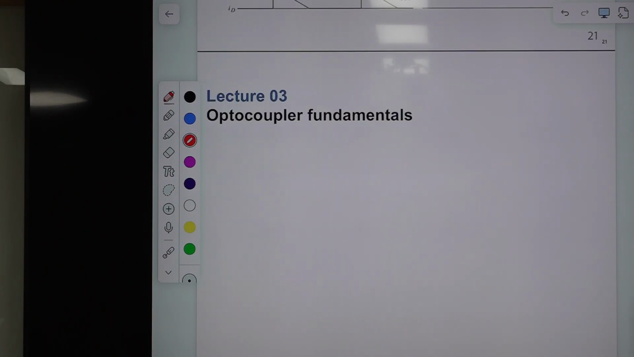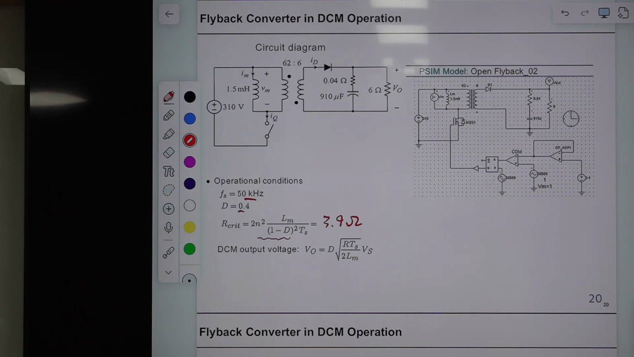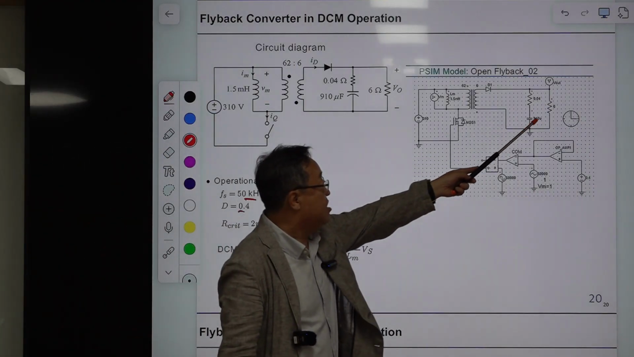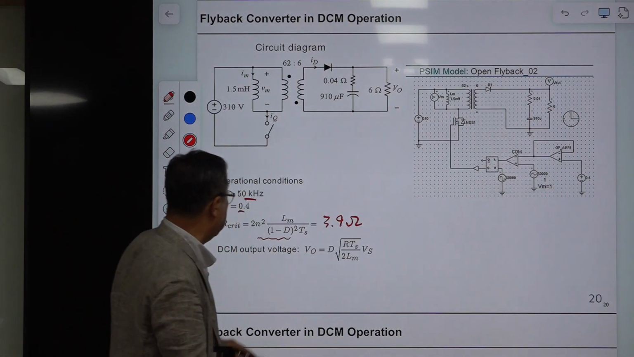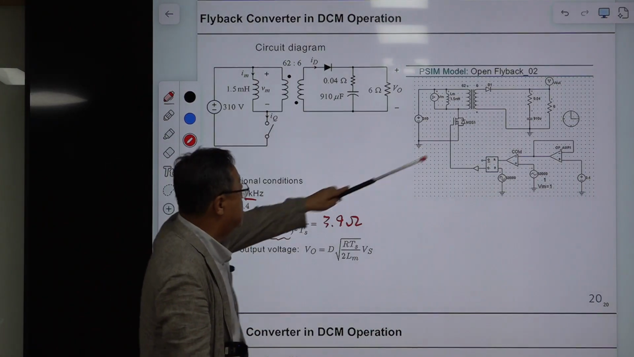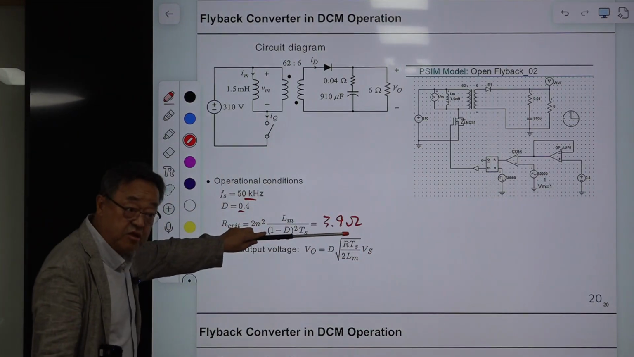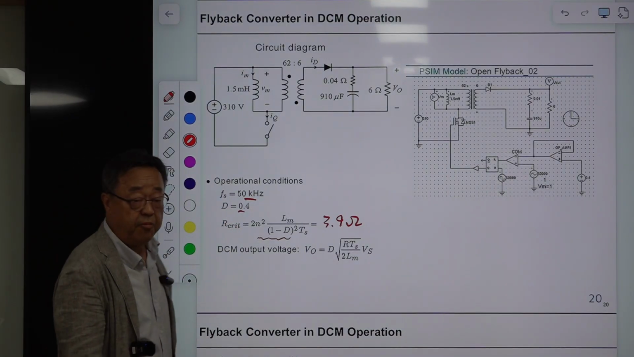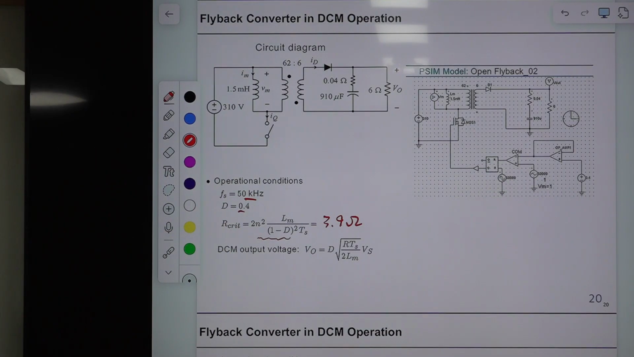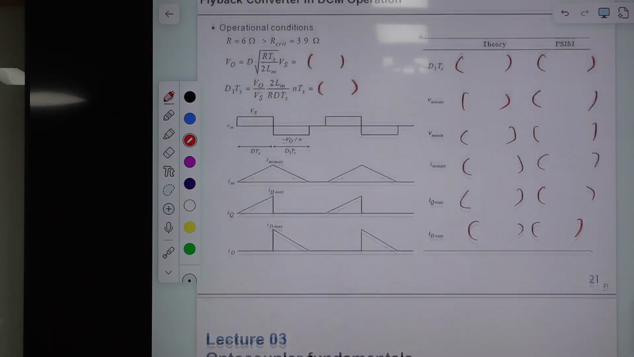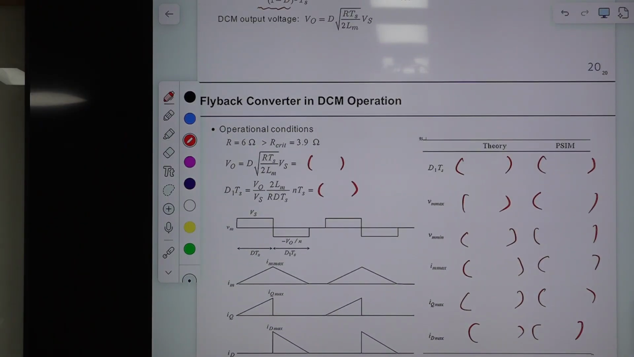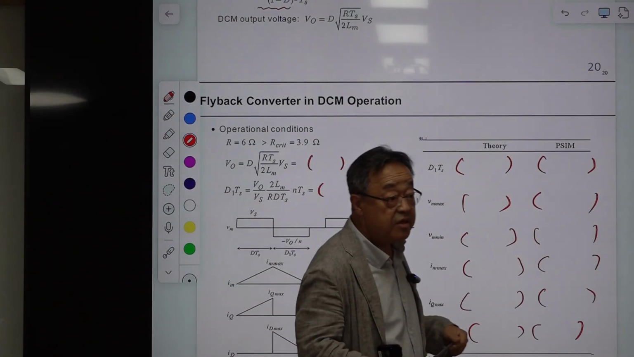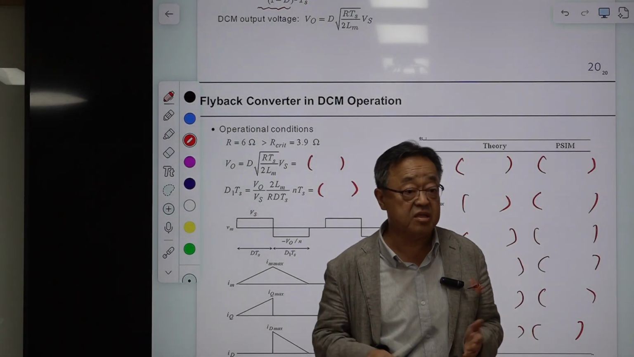You have the PC model here. The PC model is the same as the previous one, just this R is increased to 6. R critical is this one. So the 6 is larger than this, so surely this converter is in DCM operation. And you fill in the blank. You can submit it to me if you want. If you don't submit it, all right, but practice this.